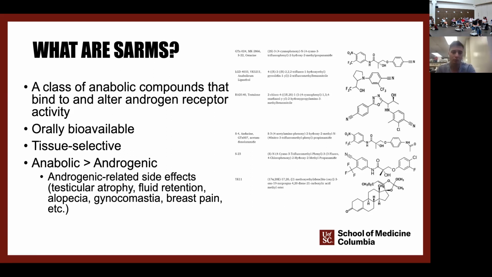Because they're tissue selective, which I'm going to go over more, we're going to have, ideally, a preferential increase in anabolic properties of that tissue, but a decrease in the androgenic properties. When I say androgens or androgenic properties, usually it's associated with the negative effects of androgens on a tissue.